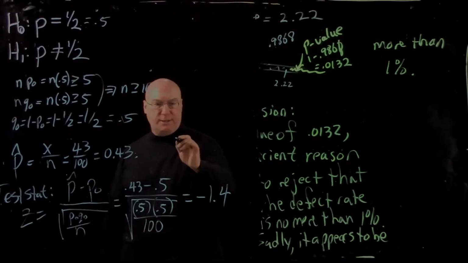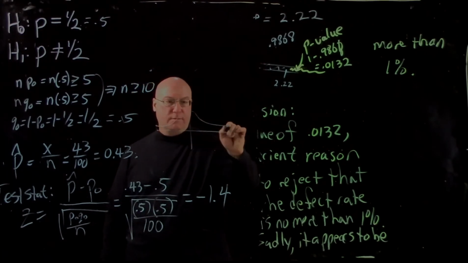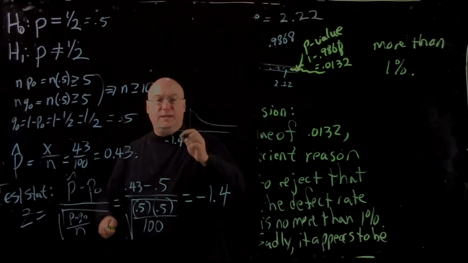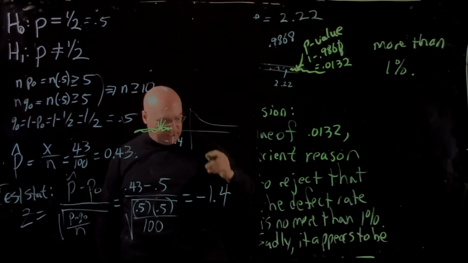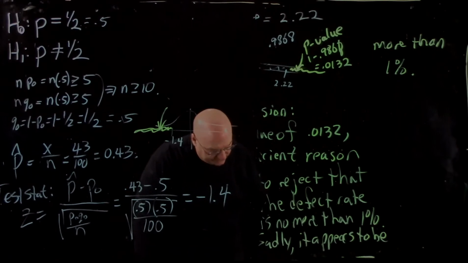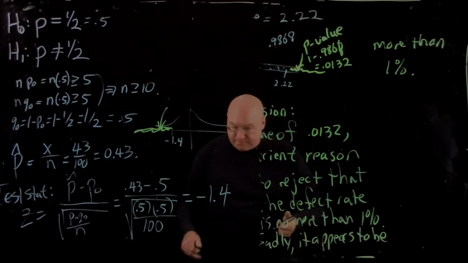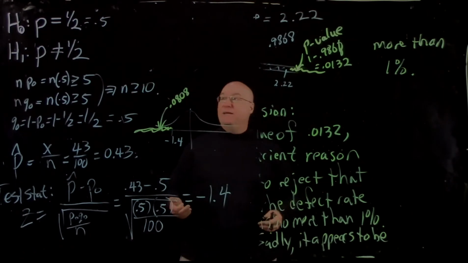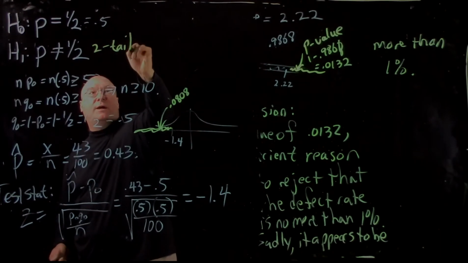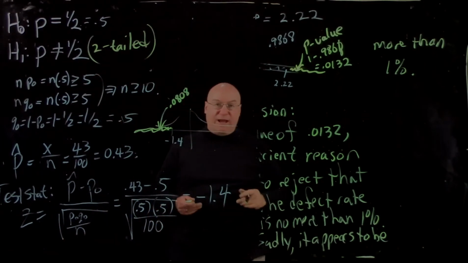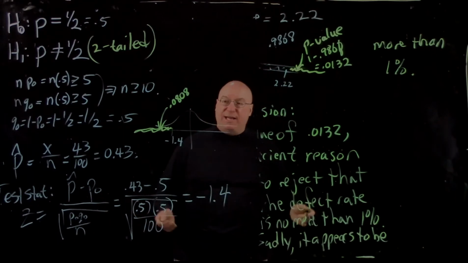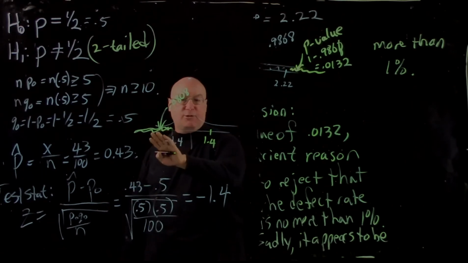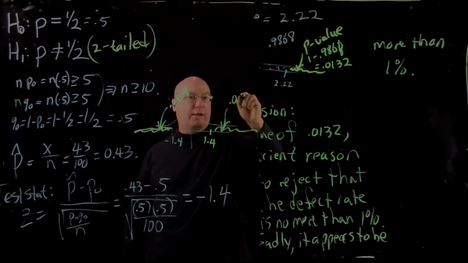Okay, so what's the p-value? Well, if you go look, here's negative 1.4. You look it up and you get 0.0808. Okay, but this is a two-tailed test, right? And if you remember, the p-value is everything outside of that distance away from the origin. So I have to come over here and do the symmetric thing. I have to fold over and I get this tail as well.